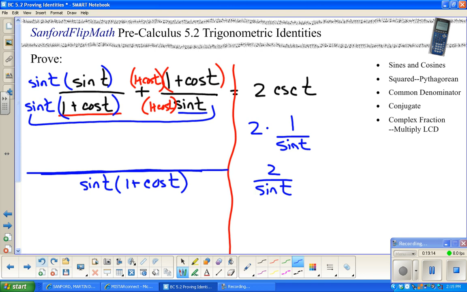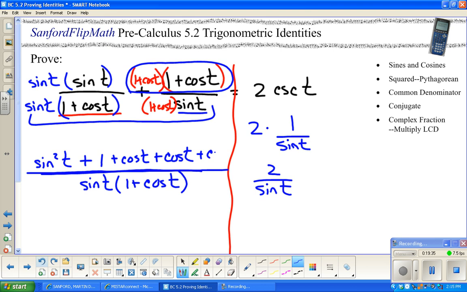The tops I will add. Sine times sine is sine squared. That's going to be something squared. Yes, t works just like x. Just bring it along. Plus, I need to distribute this out. I need to FOIL it. So 1 times 1 is 1. Outer is going to be cosine t. Inner is going to be cosine t. And then last is going to be cosine squared t.